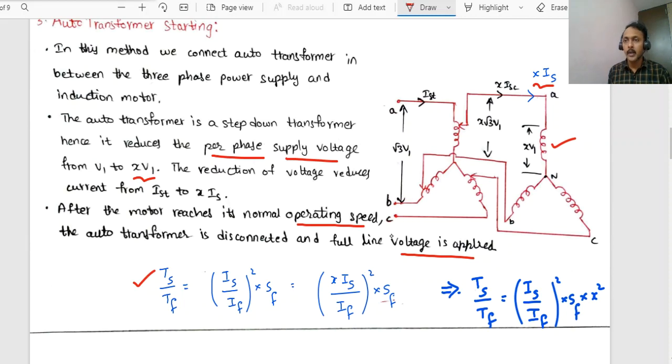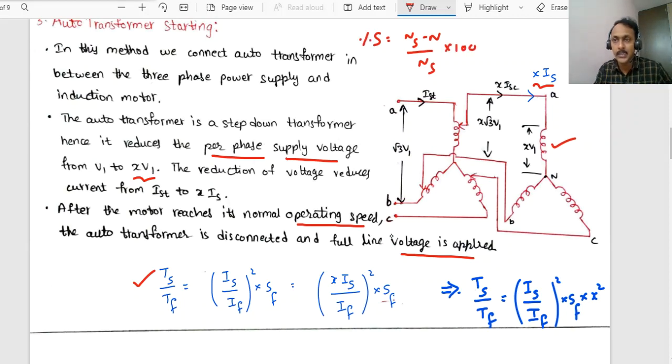So here also, from our previous basics, starting torque divided by full load torque, TS by TF, is equal to the starting current IS by the full load current, squared, into SF, where SF is the slip. How do you understand the slip? S equals ns, the synchronous speed, minus the speed of the rotor, divided by ns, and multiplied by 100 it is the percentage of slip.